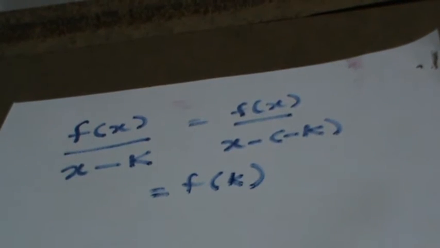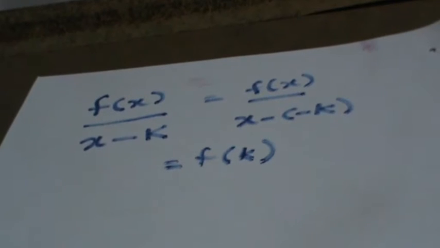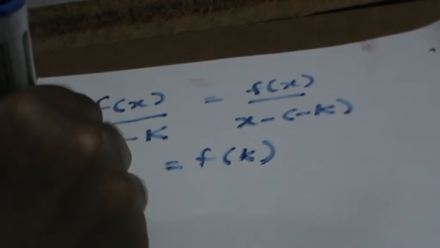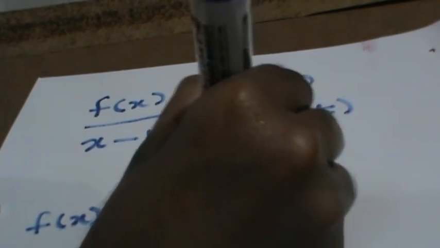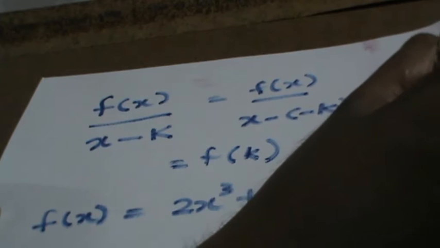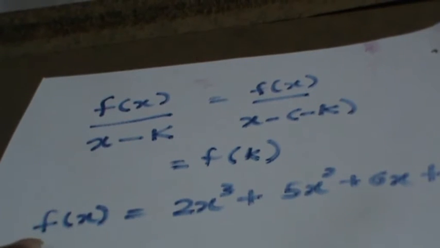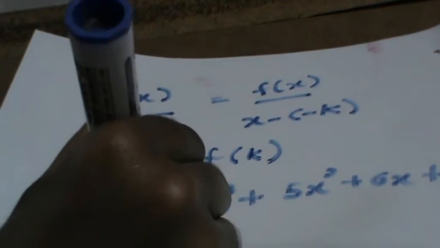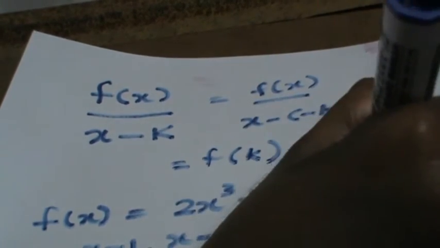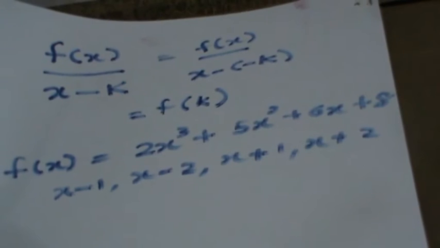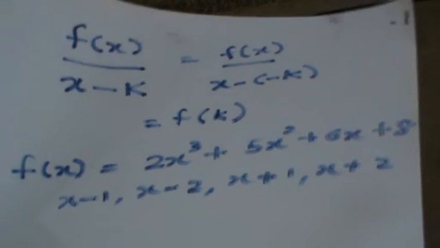So this is the remainder theorem. Let's take a simple example to elaborate this concept. Say you are given a function f(x) equal to 2x cubed plus 5x squared plus 6x plus 8, and you want to find the remainder when you divide f(x) by x minus 1, x minus 2, x plus 1 and x plus 2. So there are actually 4 answers that you need to obtain here.